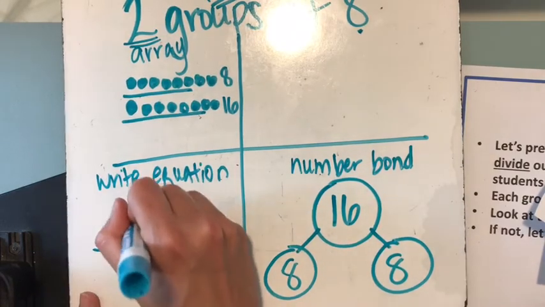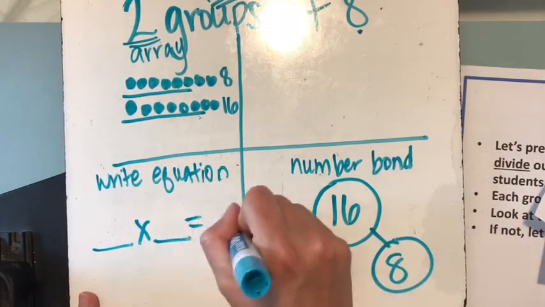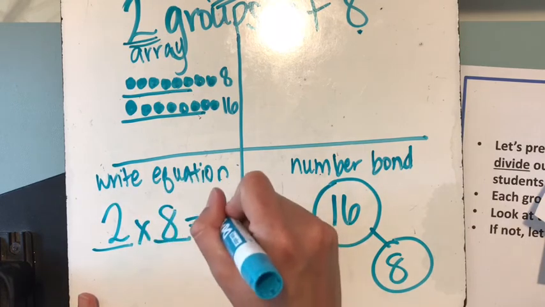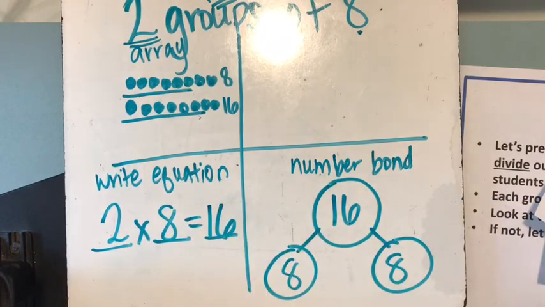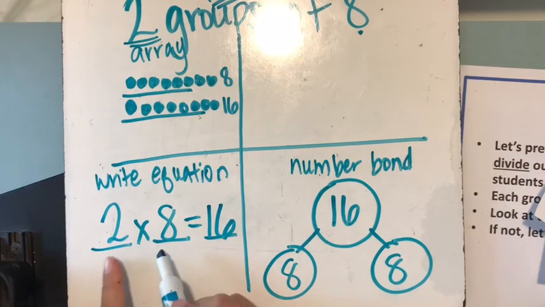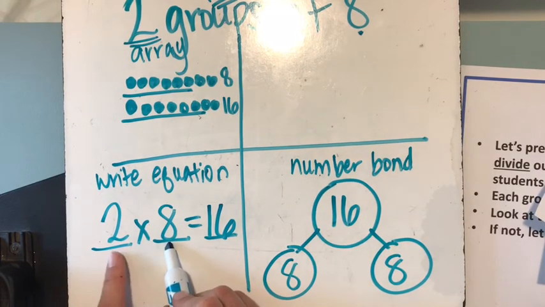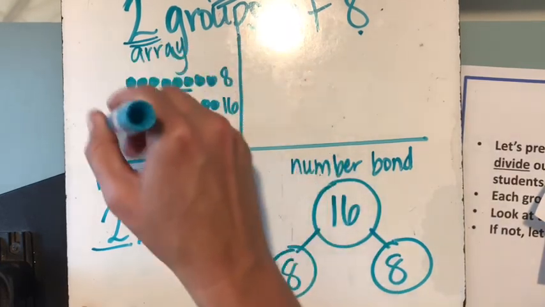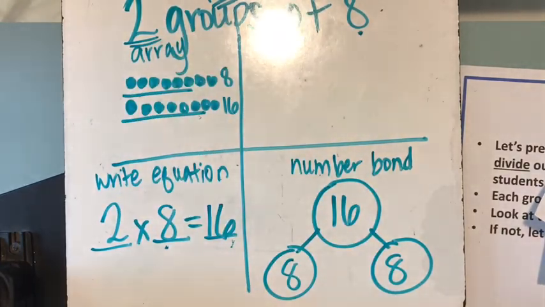And now I'm going to write my equation. 2 times 8 equals 16. And what are these two things called? They're called factors. And what is the total also called? Product. And what is this picture called? An array. Good job, you guys.